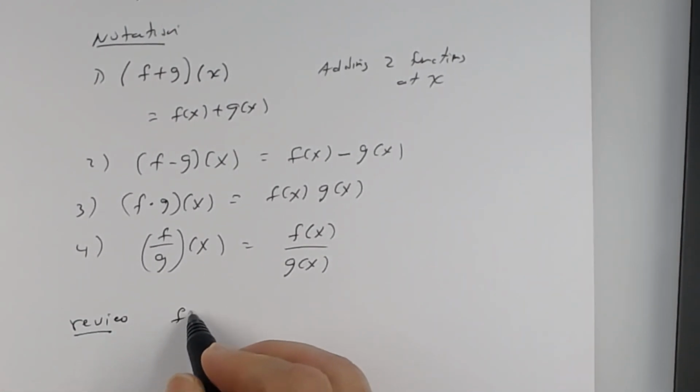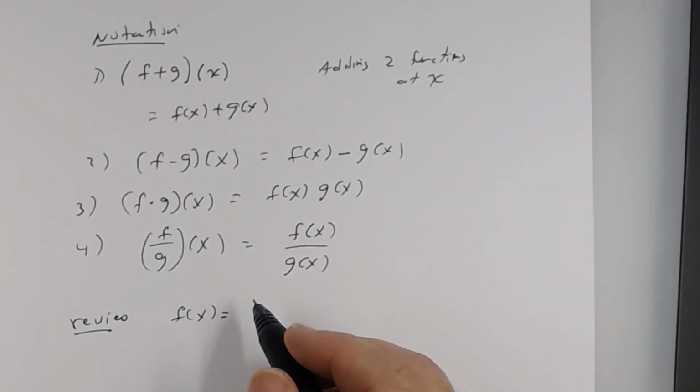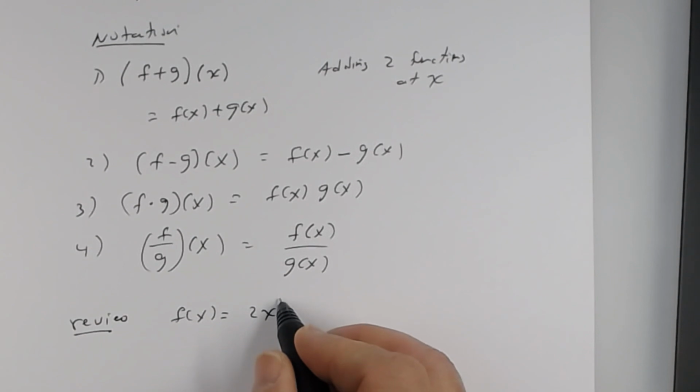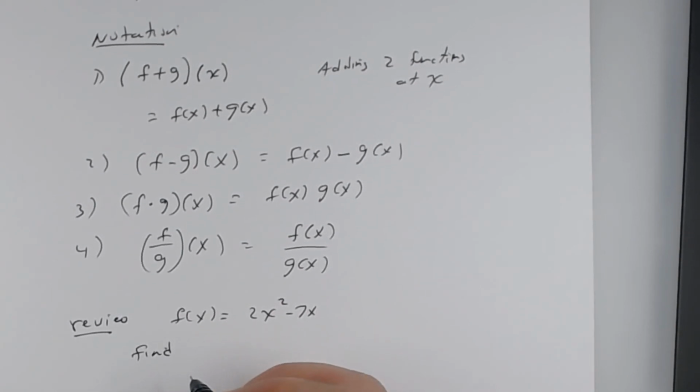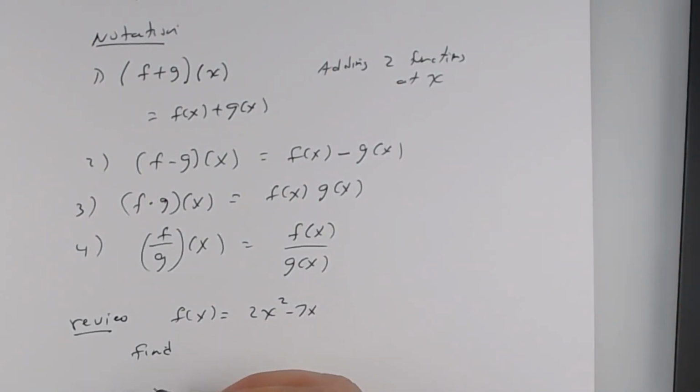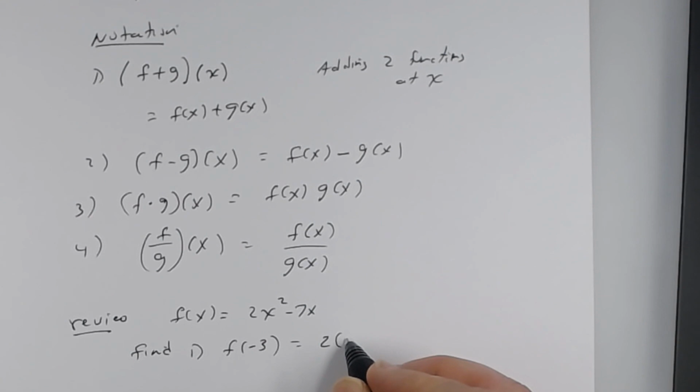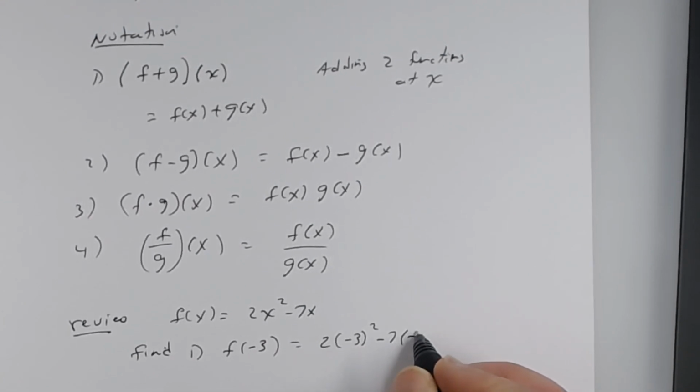All right, suppose that f of x is 2x squared minus 7x, just that. You had this on a previous test, and you had this last semester as well, this review. Suppose you want to find f of negative 3. What did you do to find f of negative 3? Wherever you saw the variable x, you plugged in negative 3. So that's going to be 2 times negative 3 squared minus 7 times negative 3, right?